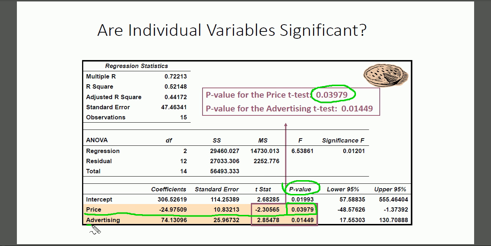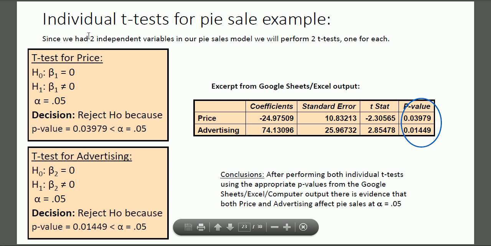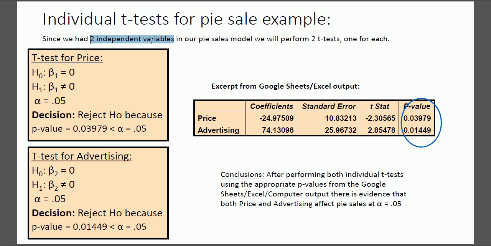Then we go to advertisement. We go over, and here is the p-value for the slope of advertisement. Is that less than 0.05, less than alpha? Yes. We would also reject H0 there. So the individual t-test for a pie sales example, we had two independent variables in our pie sales model, so we performed two t-tests, one for each.